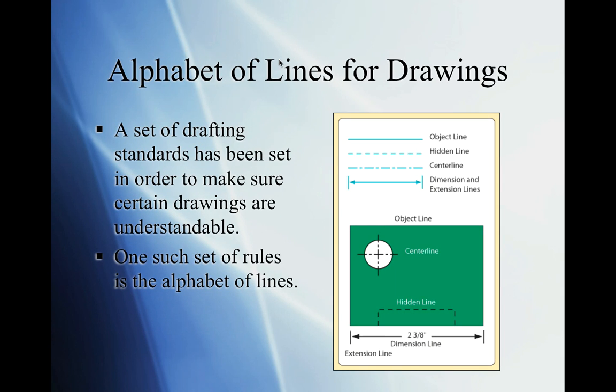Here's the alphabet of lines. Again, lines are just created for drawings. We used all of these: hidden lines, object lines, center lines. The only thing we didn't really do much of is our dimension lines. Some of you got to, but dimension lines are used to show how big things are. If you look at the diagram, the object at the very bottom where it says dimension line, 2 3/8, that says this block is 2 3/8 of an inch. All these things are called the alphabet of lines for drafting.